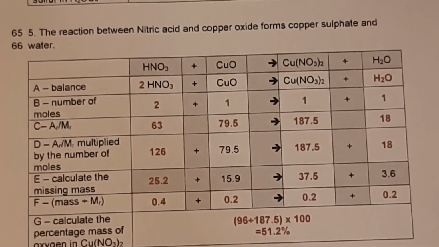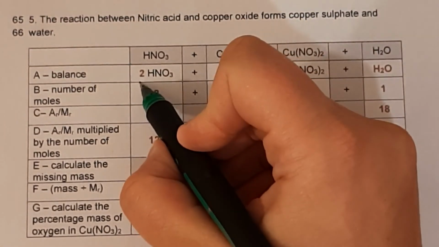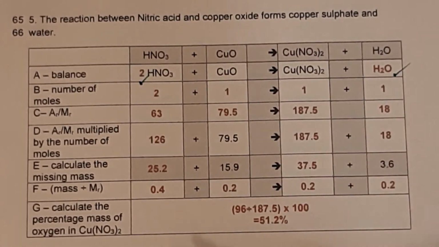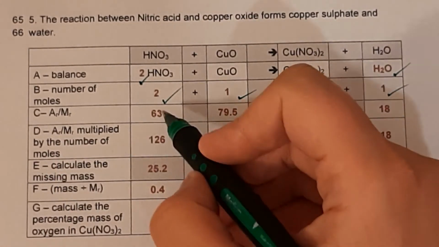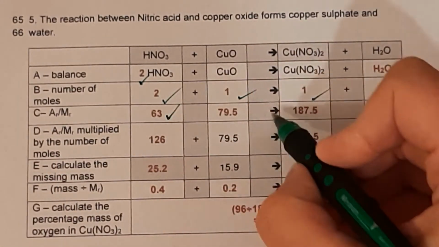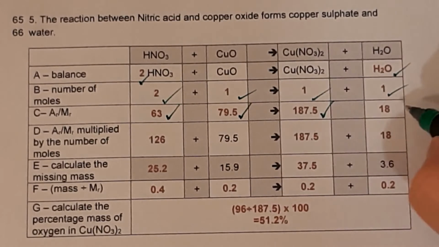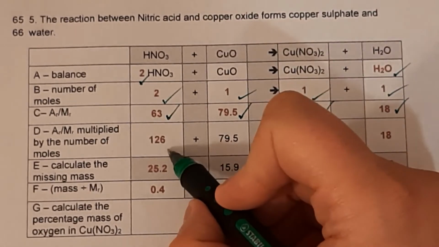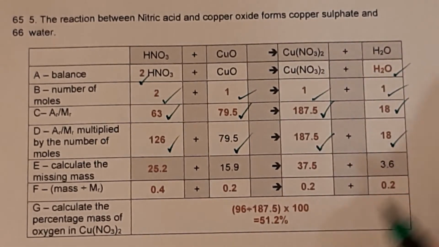Question 5. The reaction between nitric acid and copper oxide forms copper sulfate and water. So to balance it, you put a 2 in front of the nitric acid and make sure you've filled in water here. Okay, so there's 2 moles, 1, 1 and 1 mole. The relative atomic mass, or molecular mass in fact, of HNO3 nitric acid is 63, 79.5 for copper oxide, 187.5 for copper sulfate and 18 for water. Multiplying this relative atomic or molecular mass by the number of moles gives us 126, 79.5, 187.5 and 18.